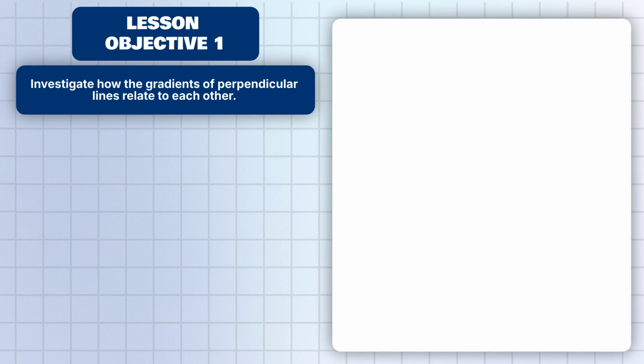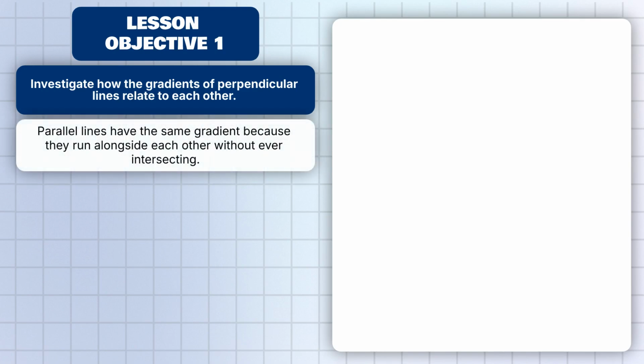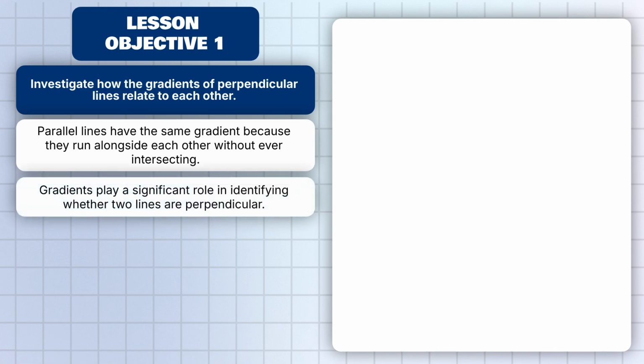To begin with, let's recall that in our last lesson, we learned about parallel lines. We discovered that parallel lines have the same gradient because they run alongside each other without ever intersecting. Today, we will extend this idea to perpendicular lines. Gradients play a significant role in identifying whether two lines are perpendicular. Let's explore this with a simple example.